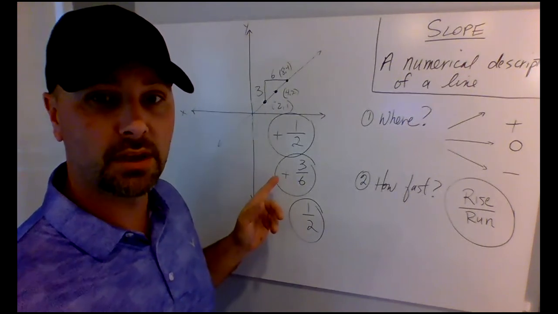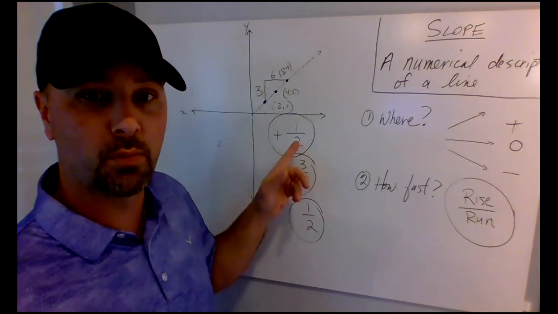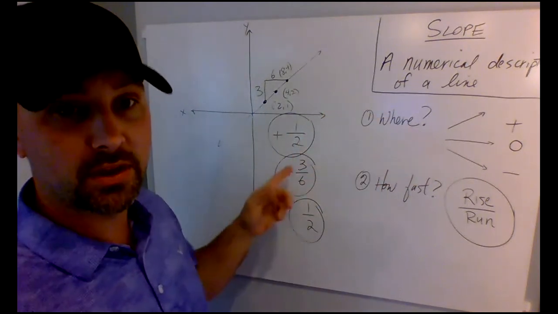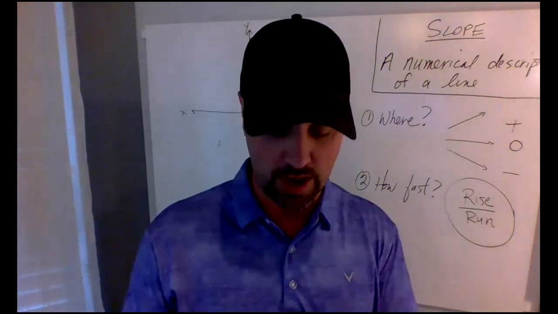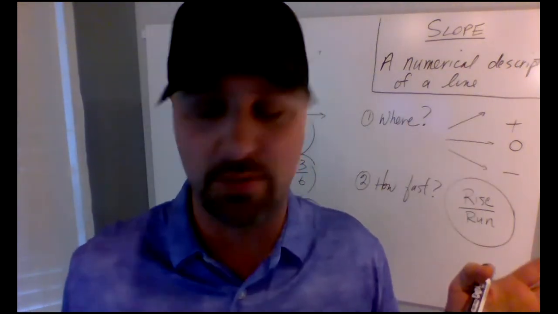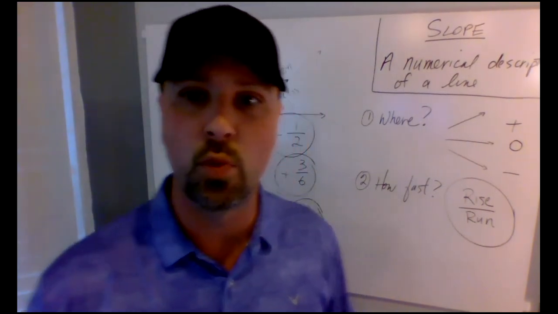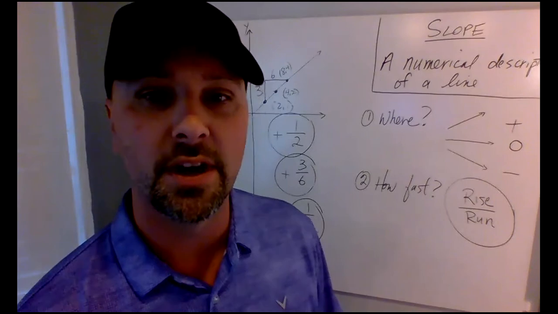It went up once, over twice, up once, over twice, up once, over twice, which would be the total of 3 rises to 6 runs. Okay, sorry, that was confusing. But let's go take a look at the worksheet, see if maybe I can make more sense of that.